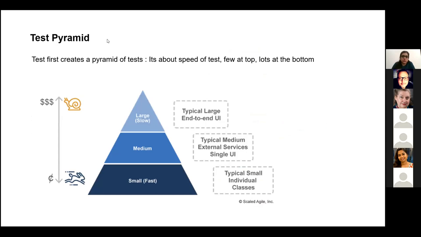Okay, this is a test pyramid, which basically shows a way of working from Google and which is also recommended by SAFe. This is a test-first approach, which should ideally create this pyramid. If we see, there are some large and slow test cases at the very top, which are the typical large end-to-end UI test cases. Doing those is going to take the maximum amount of time, and for the same reason they should be minimal. And there would be some medium-sized test cases, which would be about external services or UI-related testing, so they should also be fewer in number.